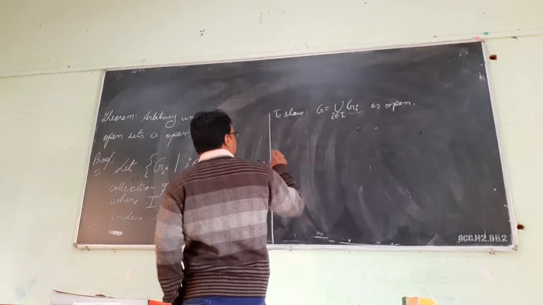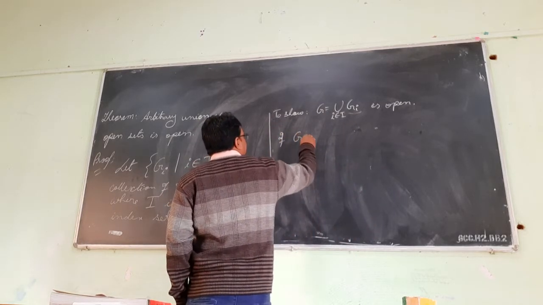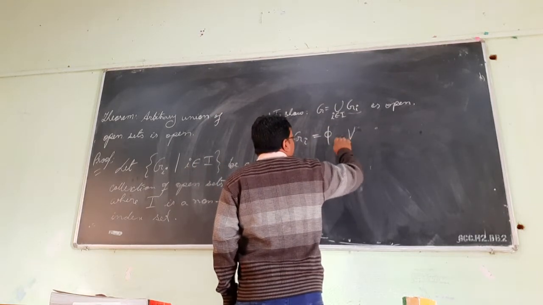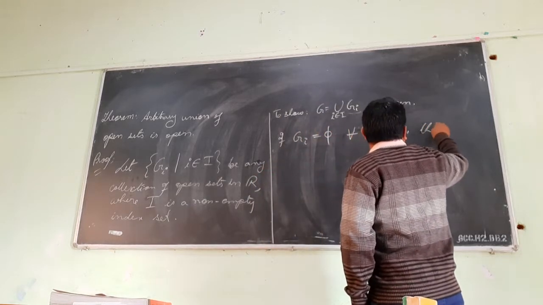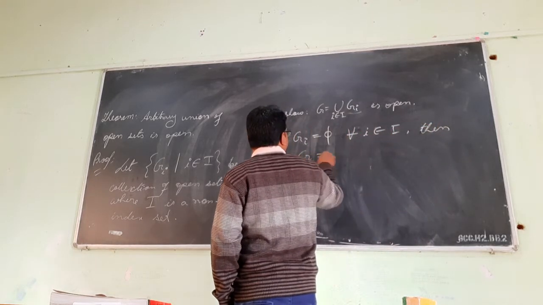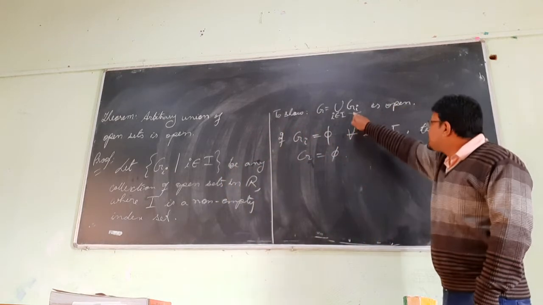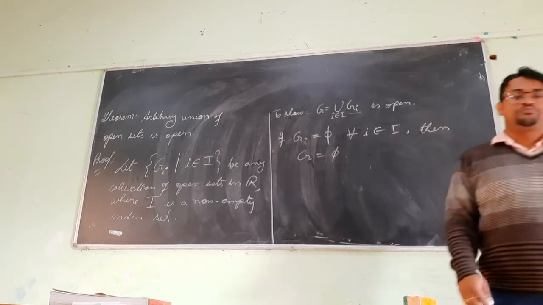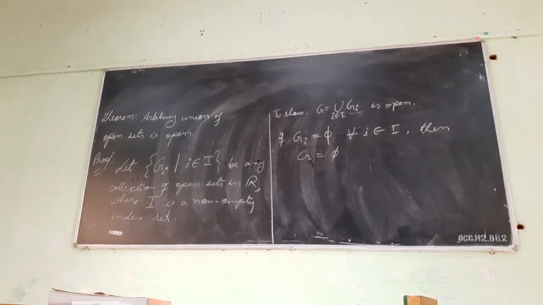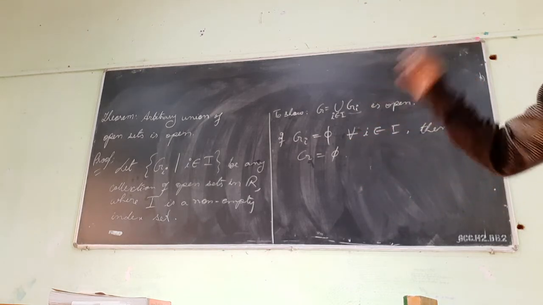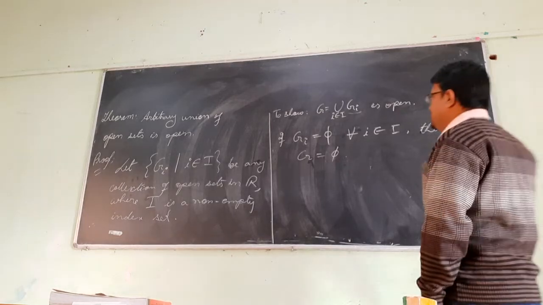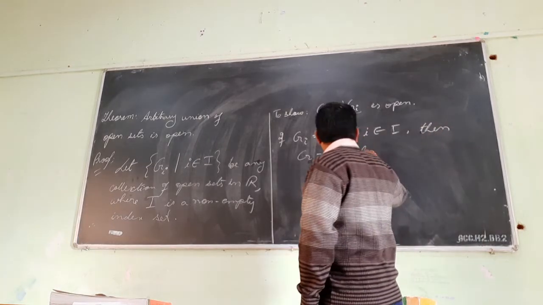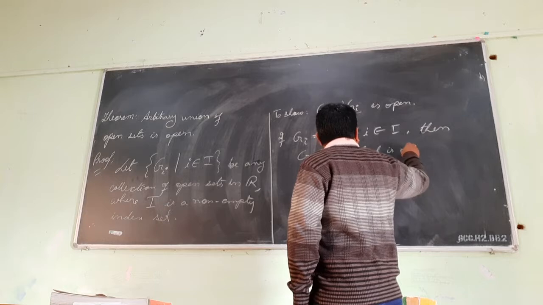So we have to show that this is open. It may happen that G_i is empty. If G_i is equal to phi for all i in I, then G is itself equal to phi. If all the sets are empty, it may happen because this is an arbitrary collection. Somebody may give you a collection of 100 empty open sets. Even then, the union is open. So if G_i is phi for all i, then G equals phi, which is open. So we have considered a particular case.